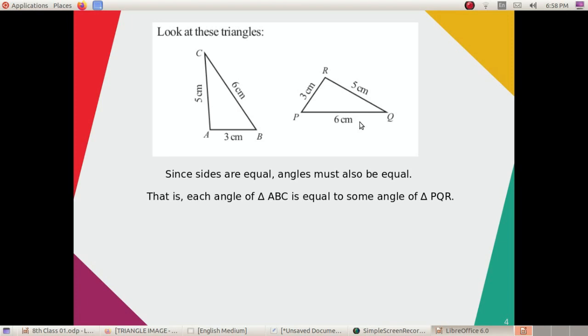Consider angle A from triangle ABC. Which angle from triangle PQR is equal to angle A from triangle ABC? Think about it. We know that the largest angle in triangle ABC is angle A. It is opposite to the side 6 centimeters. Now look at the second triangle. PQ has the length 6 centimeters and the angle opposite to that side is angle R.